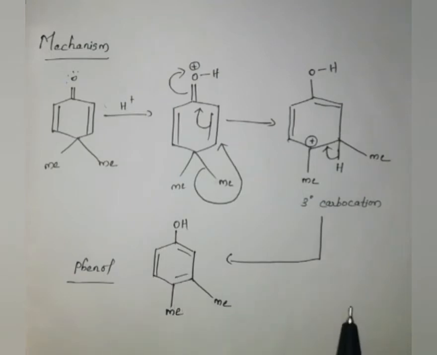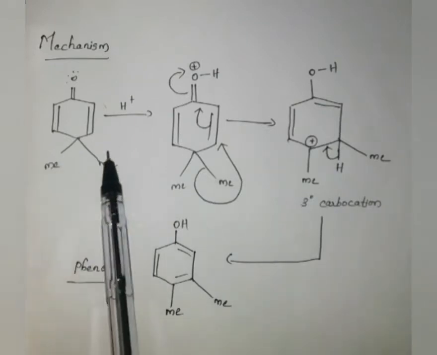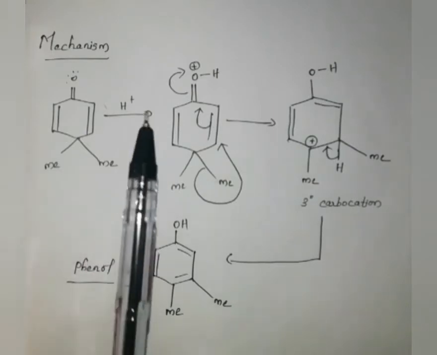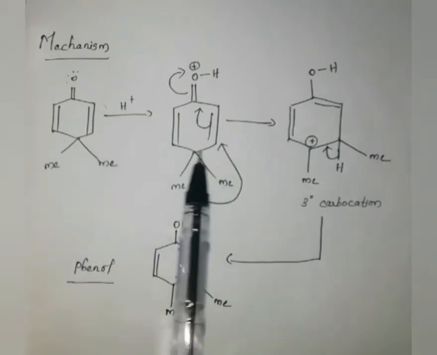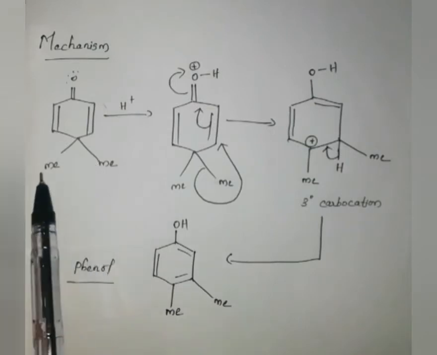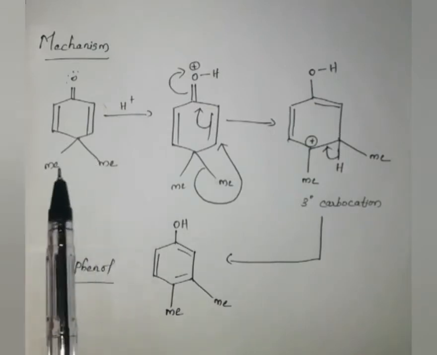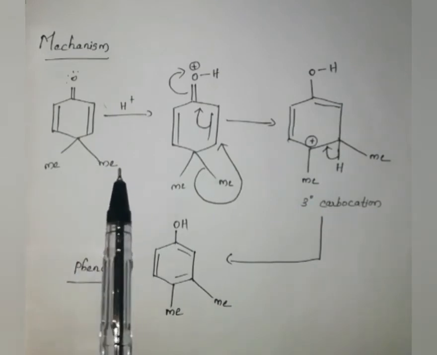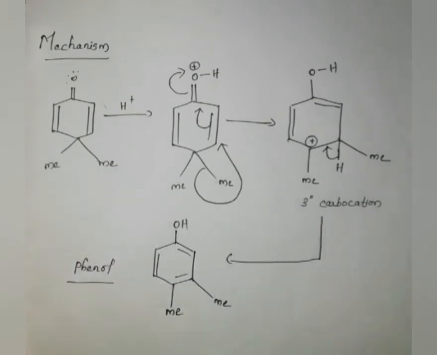This is a phenol derivative, and we will see what happens when the substituents are different. Here there are two methyl groups, and we will check what product is formed when the substituent is other than methyl, or if there are two different substituents, which substituent gets migrated. So let's look into another example.